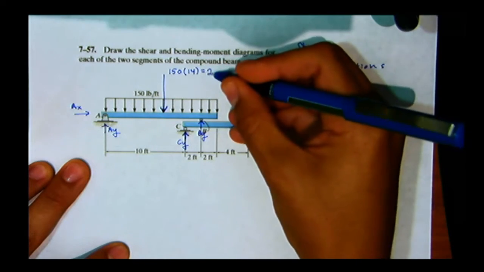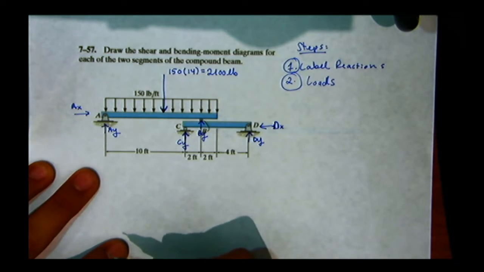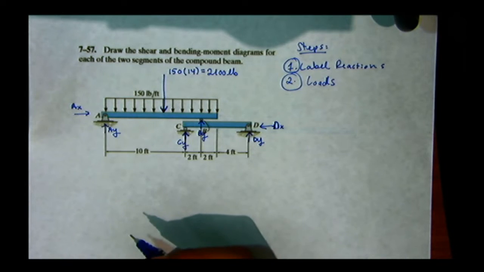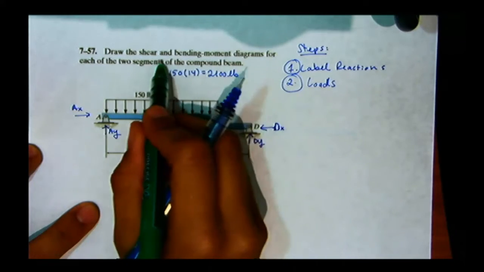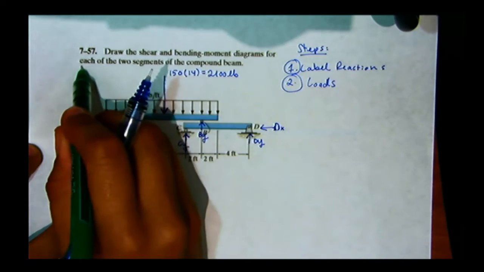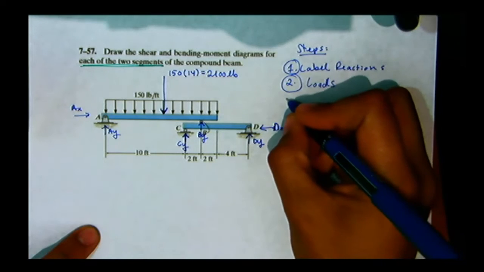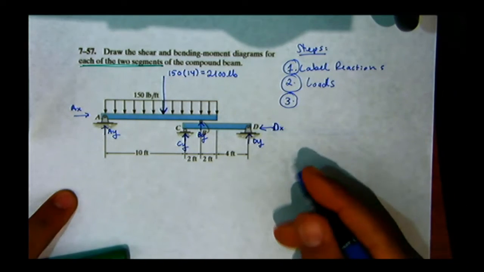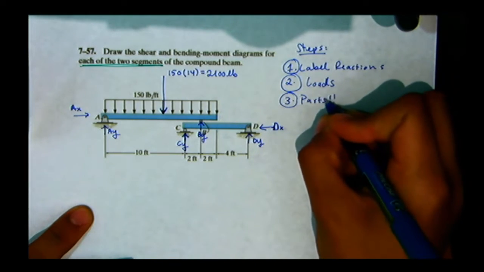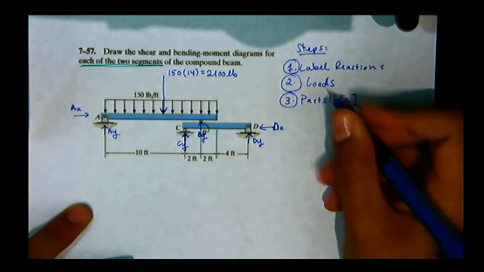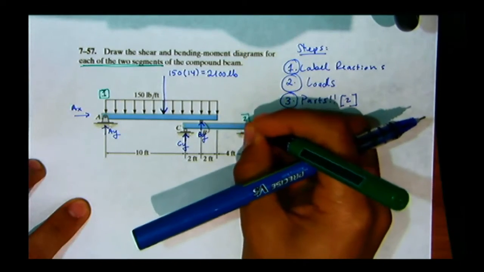Okay, something I kind of want to highlight that it tells us says draw the shear and bending moment diagrams for each of the 2 segments. So what does that tell us? We kind of want to take this in parts, correct? Okay, parts. We're going to have 2. I'm going to go ahead and label these 1 and 2. Okay, so let's start by parts then. Let's look at the first part on its own.